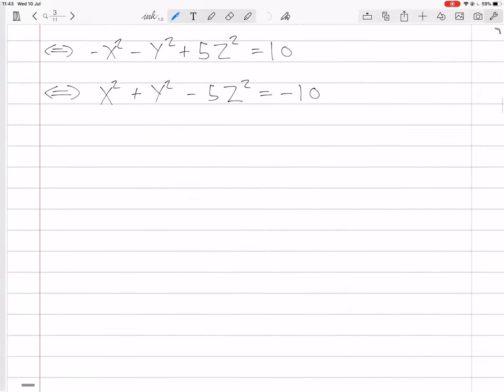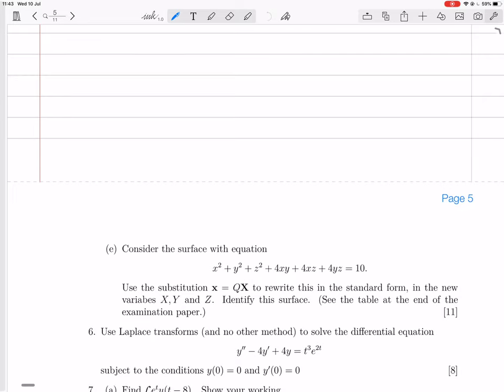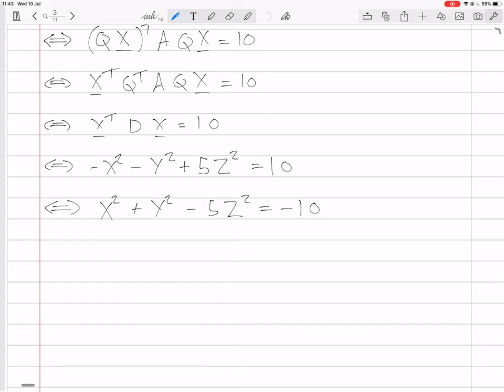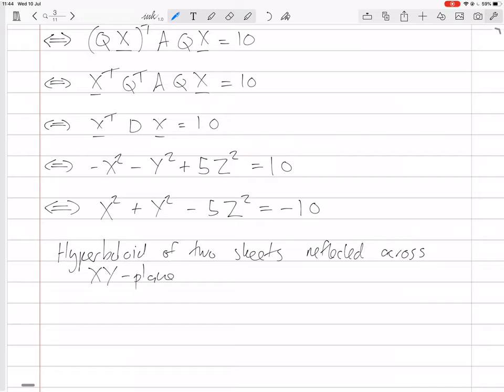What did it actually want us to do? Did it want us to sketch it or describe it? Identify the surface. Okay, so hyperboloid of two sheets, and the sheets are reflected across the big X, big Y plane.